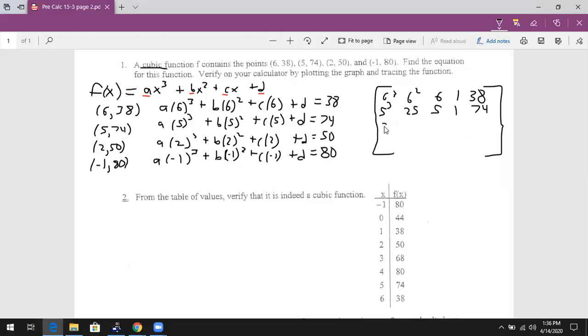2 cubed, 2 to the second, 2 to the first, 2 to the 0, solution. Negative 1 cubed, negative 1 squared, negative 1 to the first. Anything to the 0 is 1. And you can see the coefficient in front of D is indeed 1. And our solution 80. I'm going to REF this.